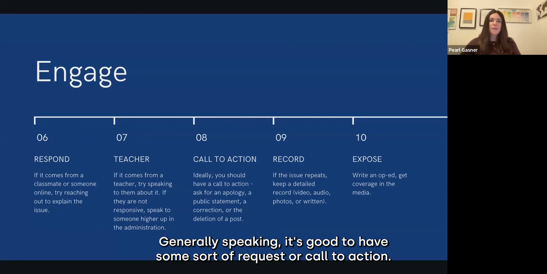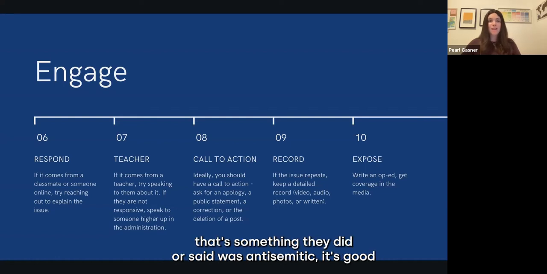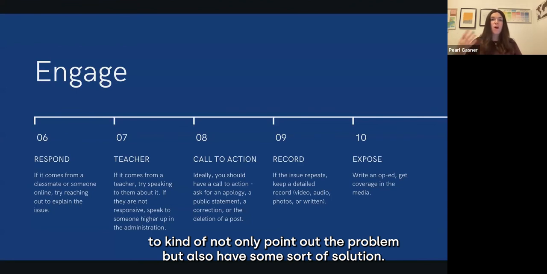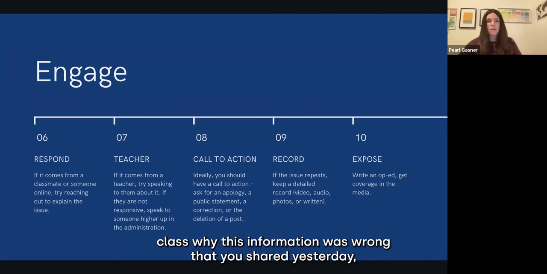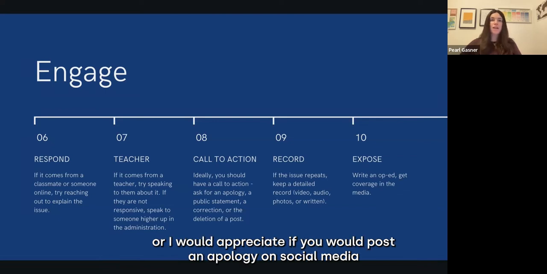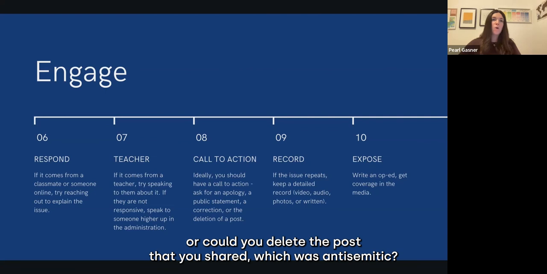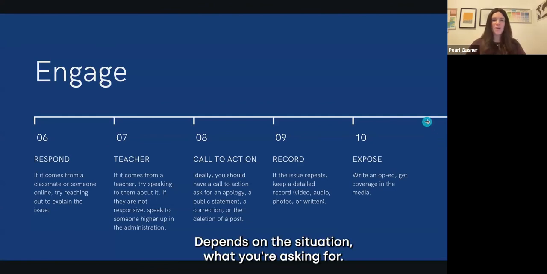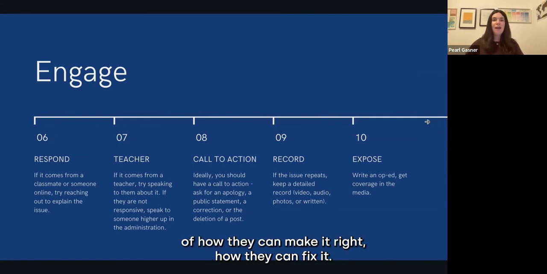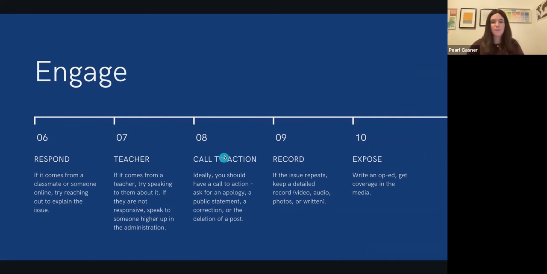Generally speaking, it's good to have some sort of request or call to action. So if you're going to say to someone that something they did or said was anti-Semitic, it's good to not only point out the problem, but also have some sort of solution. So, I would appreciate if you would explain to the class why this information was wrong that you shared yesterday. Or I would appreciate if you would post an apology on social media, or could you delete the post that you shared, which was anti-Semitic? Whatever, depends on the situation, what you're asking for, but it's good to have some suggestion of how they can make it right and how they can fix it.